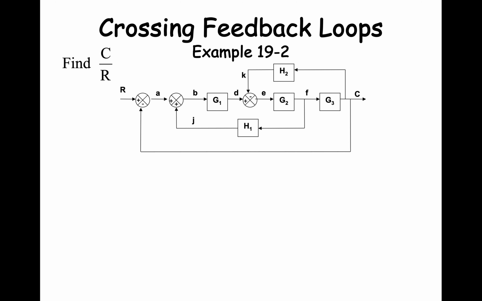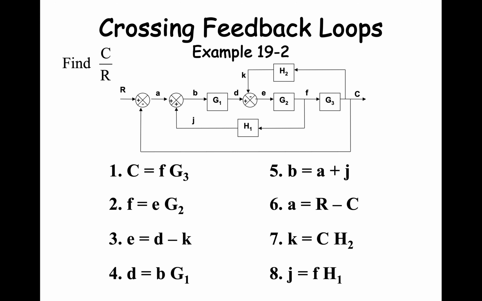The first step is to label all of the internal process inputs and outputs. This was done with small letters A, B, D, E, F, J, and K. The next step is to write each transfer function equation starting on the right side with the process output capital C. We can write C equals F times G3, F equals E times G2, E equals D minus K, D equals B times G1, B equals A plus J, A equals R minus C, K equals C times H2, and finally J equals F times H1.